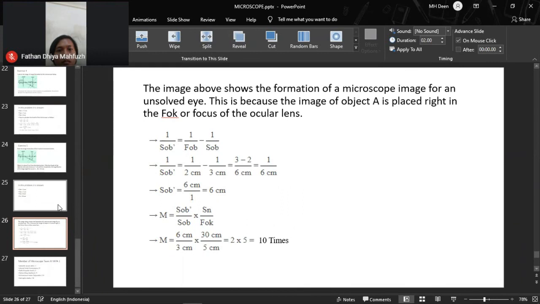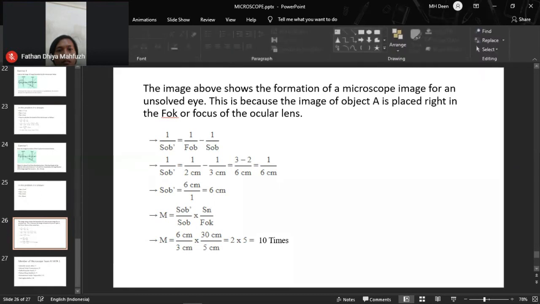The image above shows the formation of a microscope image for an unaccommodated eye. This is because the image of object A is placed right at the F_OK, or focus of the ocular lens. From the calculation, we have the conclusion: the magnification of the microscope is 10 times.